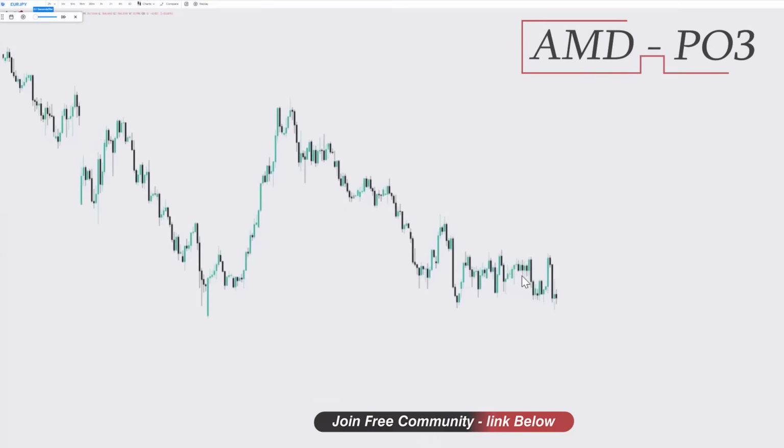So let's see. If you want to trade AMD power of three, this particular one is a little bit different from the first one, which is the turtle soup, where I said price goes to sweep an old high or an old low.